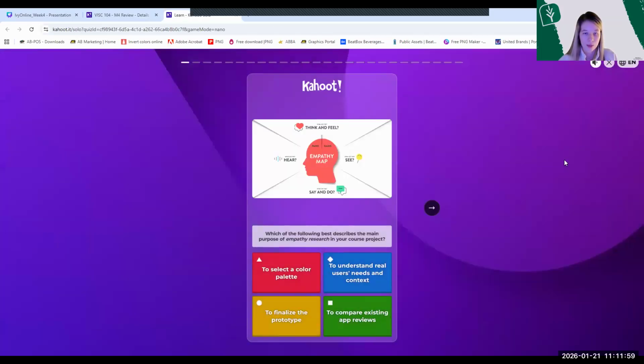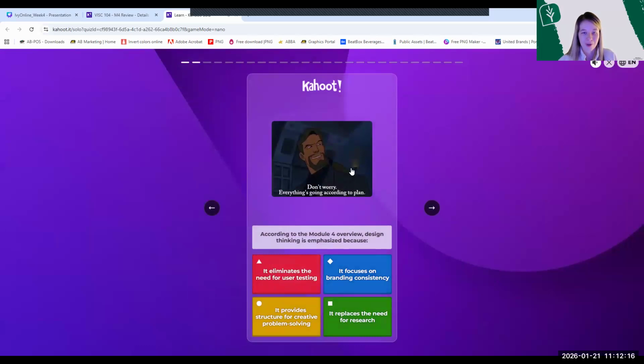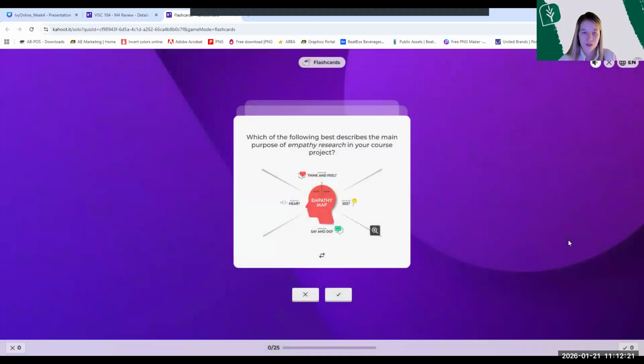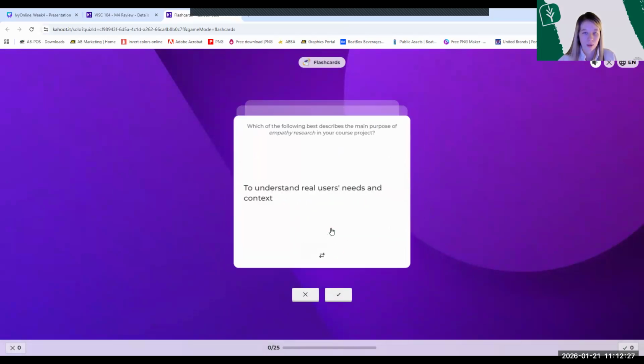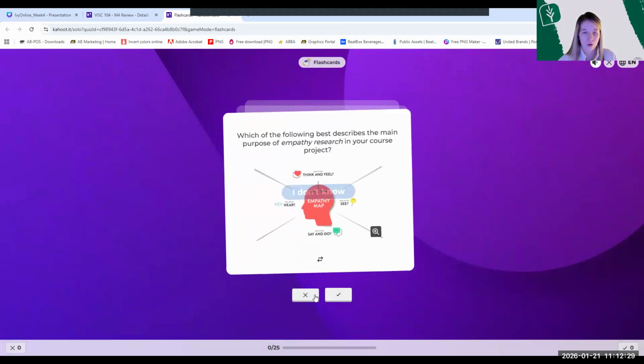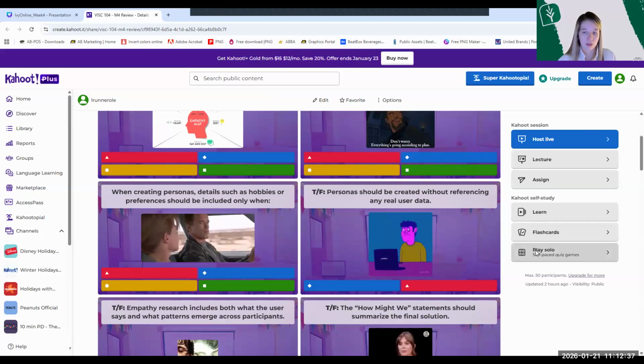Which of the following best describes the main purpose of empathy research in your course project? To compare existing app reviews, to finalize the prototype, to select a color palette, to understand real users' needs and context. And then I got some cute memes there for you guys as well. And if you guys don't want that option, there is flashcards. If you know it, you can hit the check mark, flip it over to get your answer. If you don't know it, or if you want more time, you can hit the X and it'll go on to the next one. If you would like a different option other than that, we have play solo.